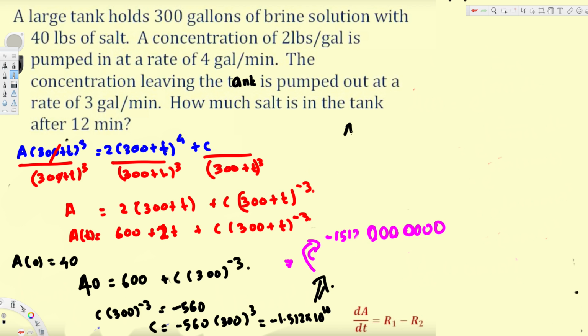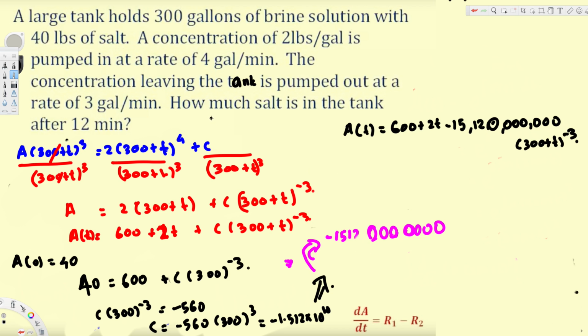Our particular solution for this differential equation is going to be A(t) equal to 600 + 2t, and instead of C we can plug this value, that is 15 billion 120 million. This is negative, so I had to put the negative in front. So this is going to be negative 15 billion 120 million. And we also had to multiply this one by (300 + t)^(-3), and this is going to be the particular solution for this differential equation.